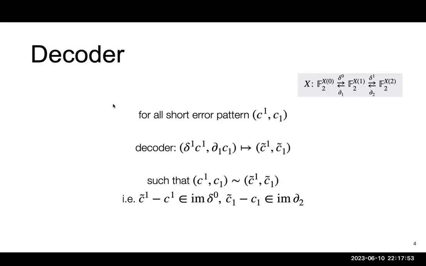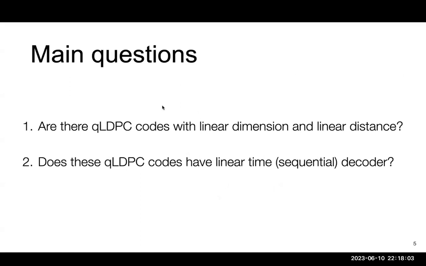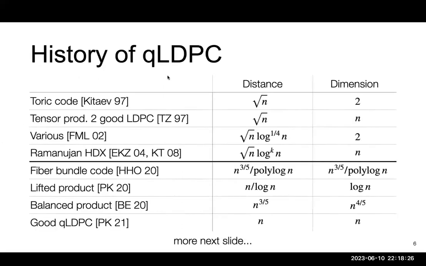In our work, we also talk about decoders, but I won't have time to go through them. I just want to say that there's also a way to define them using chain complex language. So the main question of this talk is: are there quantum LDPC codes with linear dimension and linear distance? And does this code have a linear time decoder? The first question is also known as the question of whether good quantum LDPC codes exist, and it was only solved in 2021. That brings us to the history of these quantum LDPC codes.